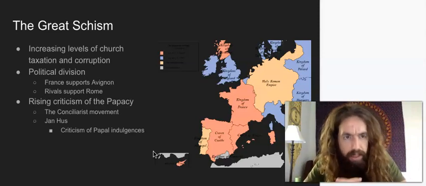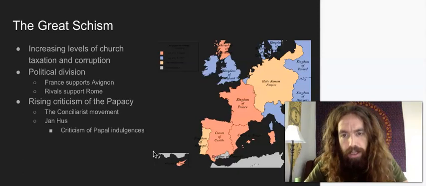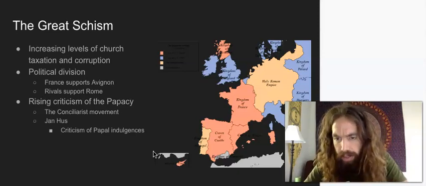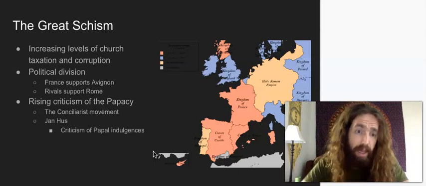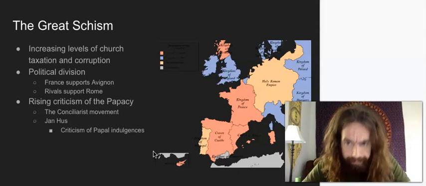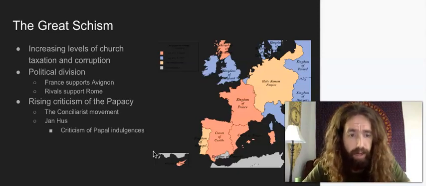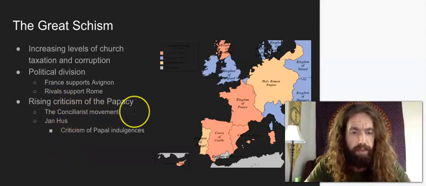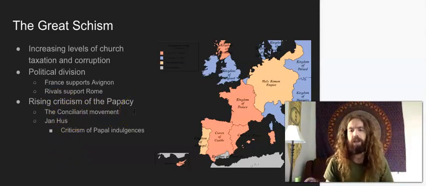It's clear that this can't last. The Catholic Church will tear itself apart and cease to have the central spiritual role that it has had if this continues. And so a number of people begin to call for some kind of resolution. The main movement is known as the conciliarist movement, and they basically are just scholars from all over Christendom saying that the two sides need to reconcile their differences.